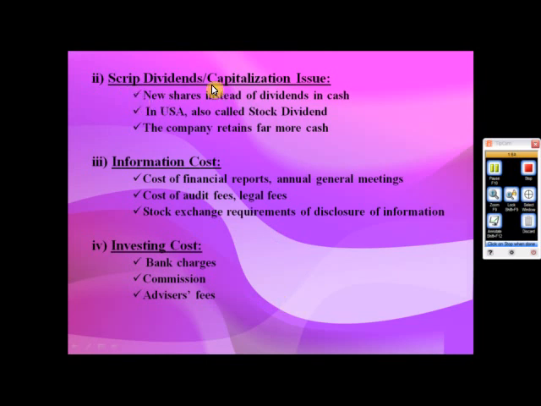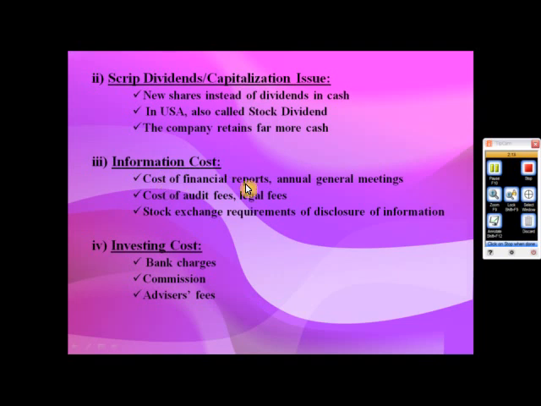Scrip dividends, or capitalization issue: new shares instead of a dividend in cash. In the USA it is also called a stock dividend. The company retains more cash.